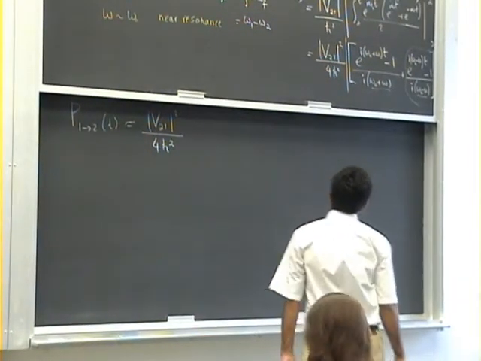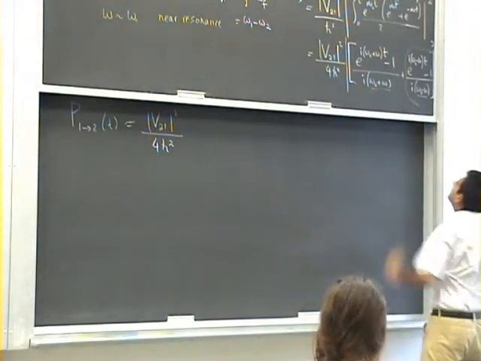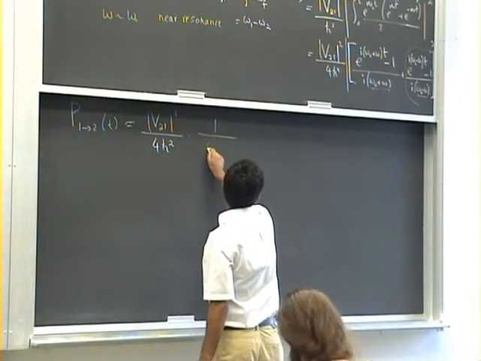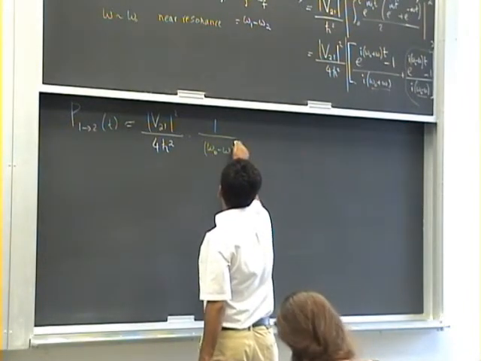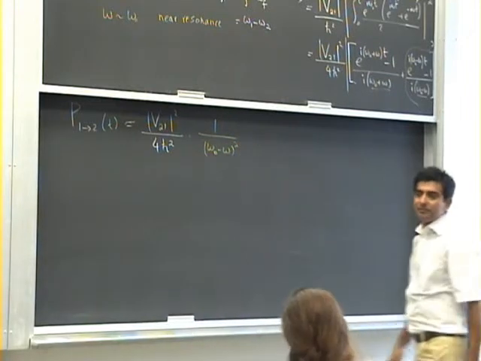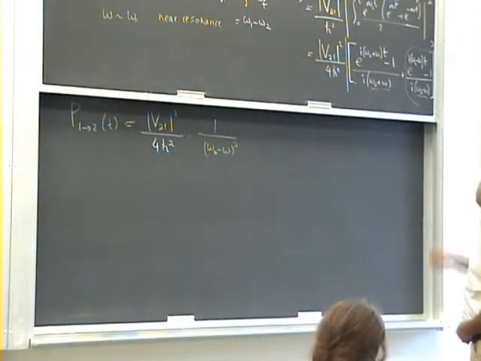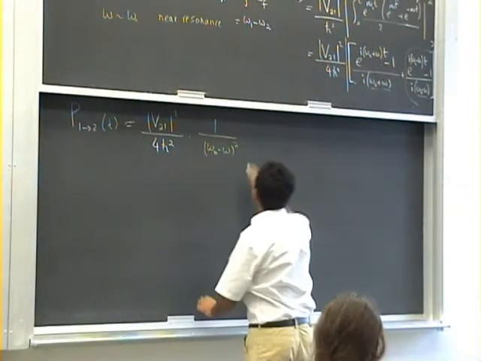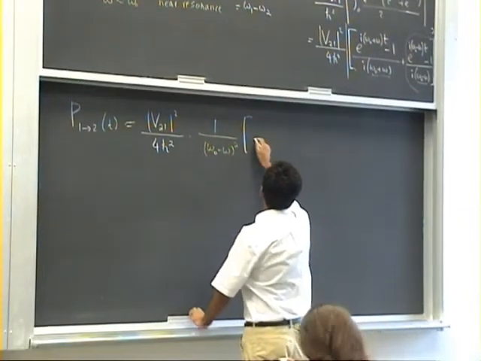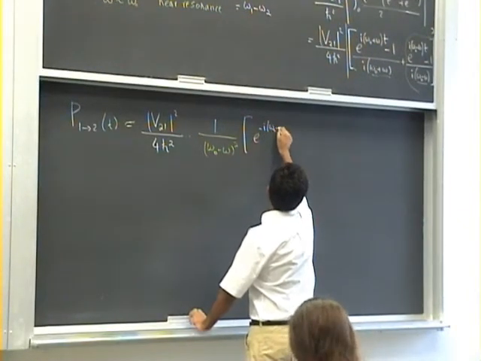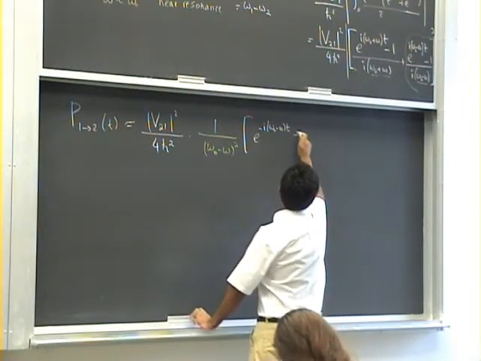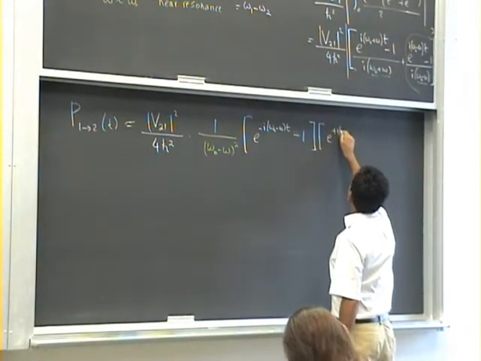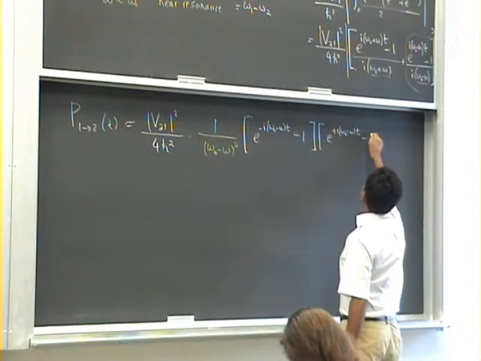What I will get is the modulus squared of this term. Okay? Now what's the modulus squared of this term? The denominator just becomes (omega naught minus omega) squared. The i just goes away because it's modulus squared. And I take the modulus squared of the numerator. The modulus squared of the numerator is e to the minus i (omega naught minus omega) t minus 1, multiplied by e to the plus i (omega naught minus omega) t minus 1. Correct?